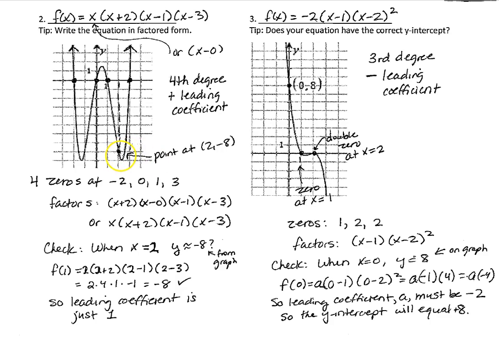I notice there's a point that when x is -2, y is -8. So I'm going to take my equation and plug -2 in for x, to see if I get -8. And I do get -8. So that means my leading coefficient is not anything different than just 1.